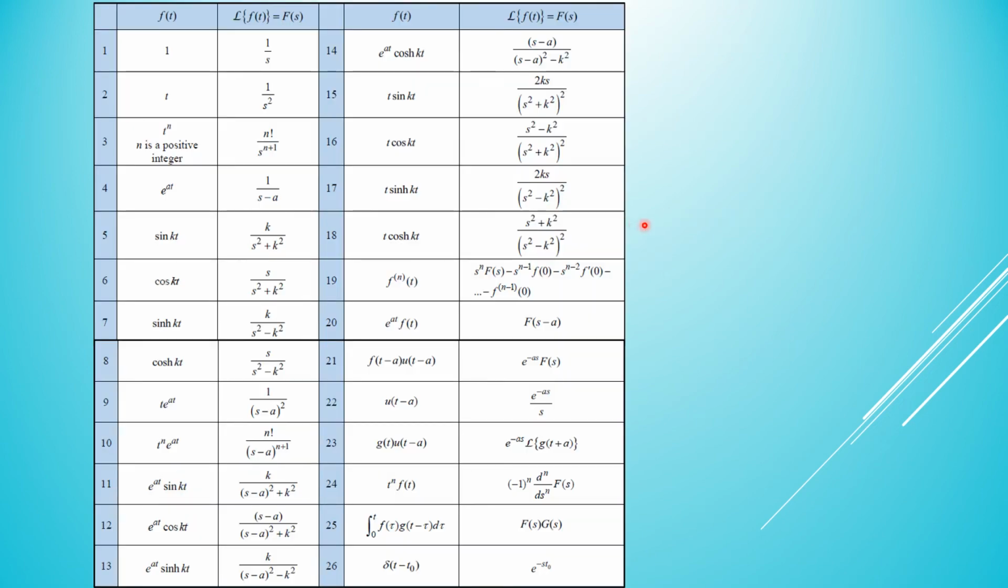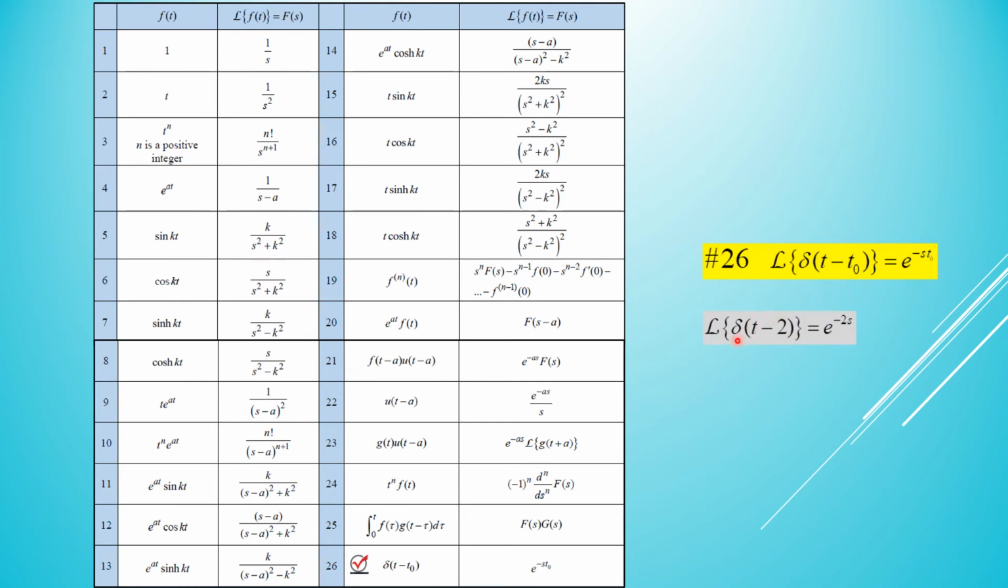The formula for the Laplace transform of the Dirac delta function can be found in this table of Laplace transforms at row number 26. Okay, so the Laplace transform of delta(t minus t0) is equal to e to the power of negative s t0. So this expression delta(t minus t0) represents the Dirac delta function where a large force is acting about the point t equals t0.